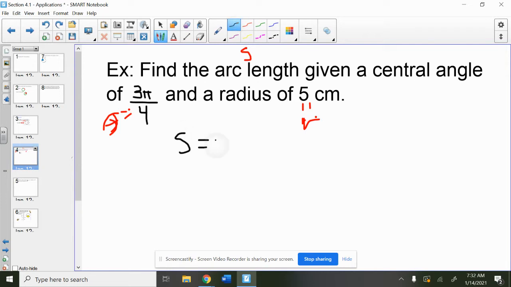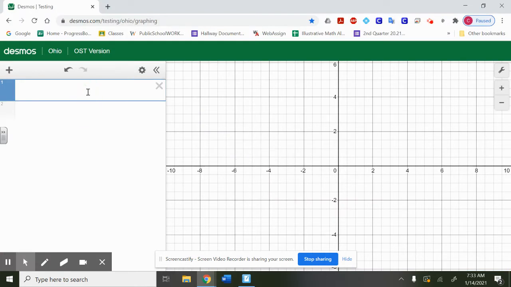So I've got S equals r theta, and I'm going to plug in what I know. Right now I don't know what S is, so I'm going to leave that as S. R we said is going to be 5. And theta is in radian measurement, which is good, so that's 3 pi over 4. I just need to go to my calculator and type in 5 times 3 pi over 4. So 5, multiply that times 3, pi, divided by 4, and you get 11.78.